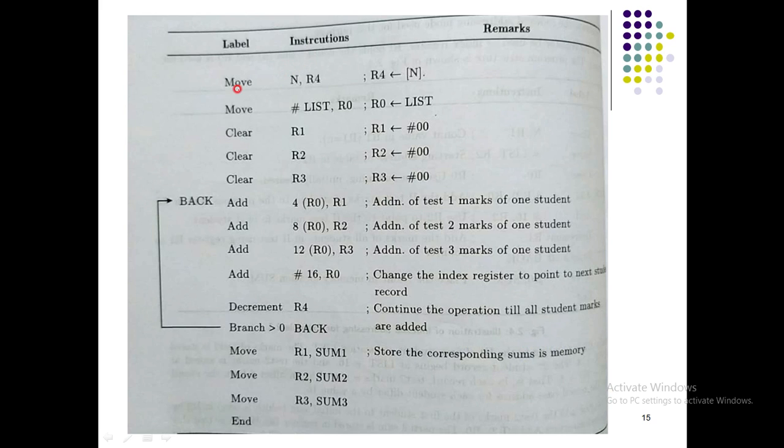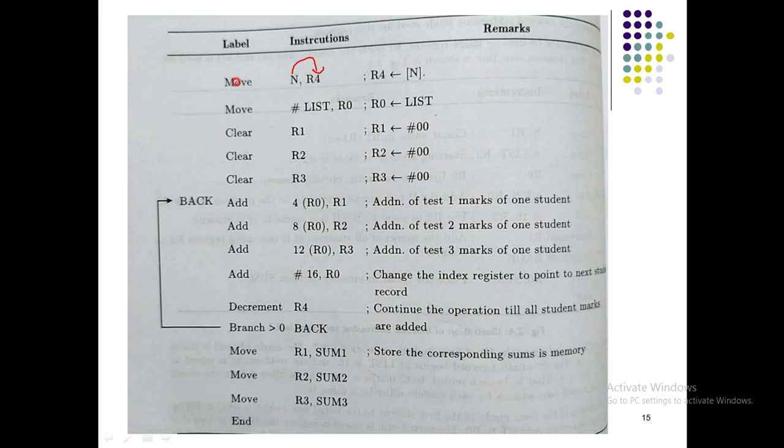So the first thing, MOV n comma R4. So that means what we are doing now, we are moving the contents of n into a register R4. Say n could be anything. That is how many values you want to add. Like say for example, here the n is 3. We are keeping it 3 because we want to add 3 locations, that is 3 tests. Okay.